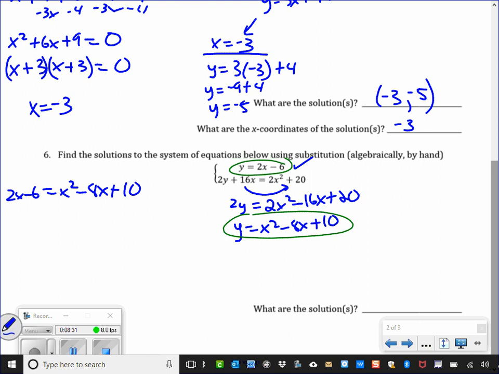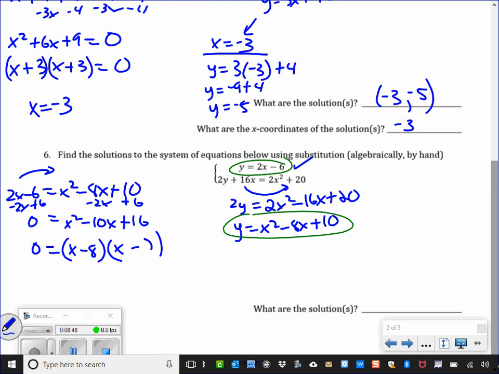So I'm going to be moving everything over to the right because I want my x squared over there to be positive. So I'm going to be minus 2x. I'm going to add 6. So I got x squared minus 10x plus 16. So when I factor this, or you could use quadratic formula, but this factoring is not difficult. I need minus 8 and minus 2 to make 16 and also negative 10. So my answers are 8 and 2. So remember, these are the beginnings of your points. 8 is the beginning of one, 2 is the other.